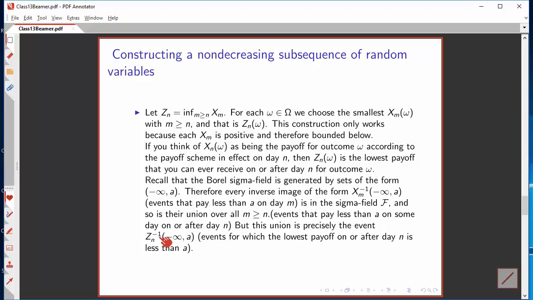But what's that? That is the inverse image under Zn of the Borel set that runs from -infinity to a. It's the set of events for which the lowest payoff that you can get on or after day n is less than the value a.